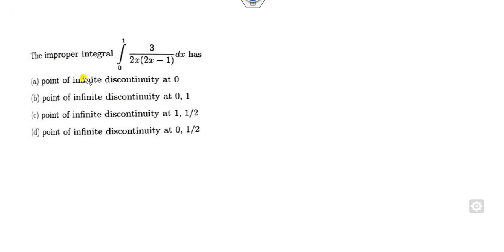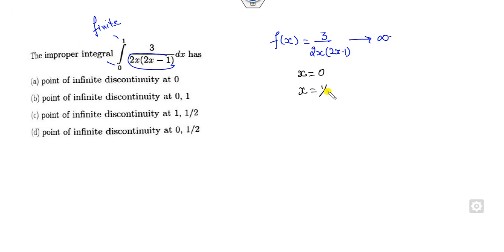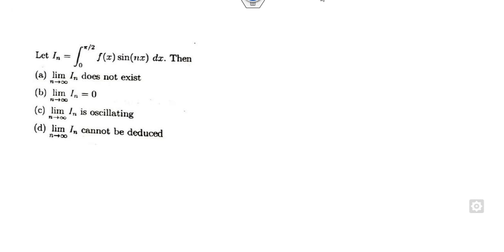This improper integral has points of discontinuity because the limits are finite. So the discontinuity occurs when your f(x) goes to infinity. Your f(x) is 2x, which goes to infinity when x is 0 or x is half. So 0 and half are my points of discontinuity. Look at this another one.